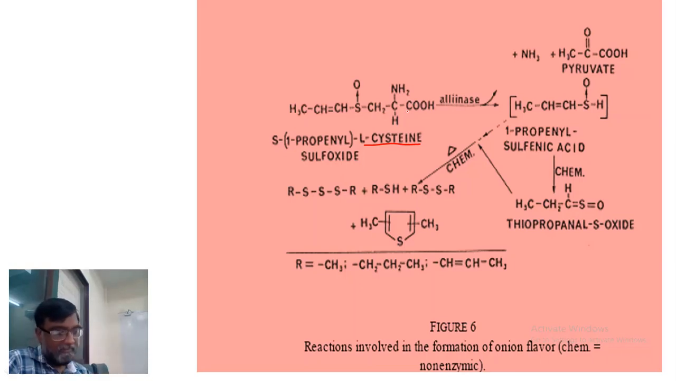We have seen these proteins and the amino acid structures in previous lectures. So you know that the amino acid consists of a COOH and NH2 group, right? So this is basically L-cysteine, and that is combined with S1 propanol. Propanol means three carbon, right?